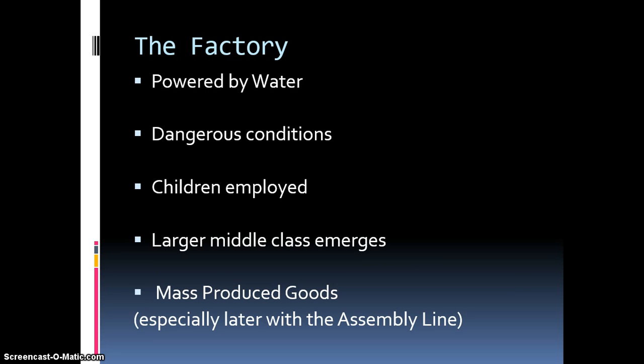Now in America and England you have factories now. They're powered by water. The conditions are very dangerous. Children, very young children, 8, 9, 10, 12, are now employed. They're working in these conditions. But it also creates a larger middle class because some of these factory jobs pay very well, so now people are moving out of poverty. And also it produces mass-produced goods, especially when we get the assembly line later with Henry Ford, and this brings prices down because the quantity and supply increases to meet the demand.